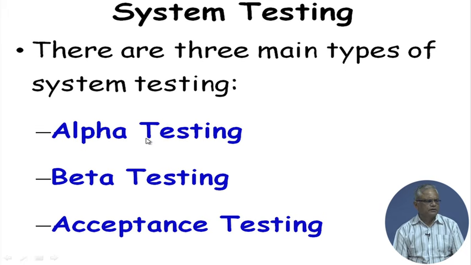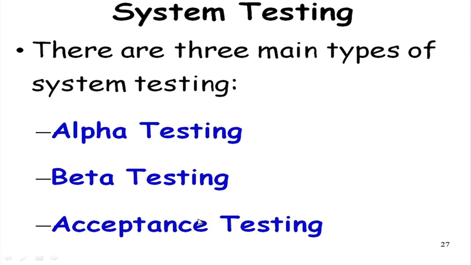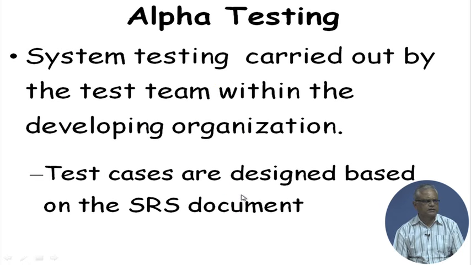And if the testing is done by a friendly organization who are just asked to test and report if there are any problems, that is called beta testing. Whereas, acceptance testing is the system testing where the customer does the system testing to decide whether to accept or reject the software. So, these three are all system testing, and depending on who carries out the testing, we call it alpha testing, beta testing, or acceptance testing.